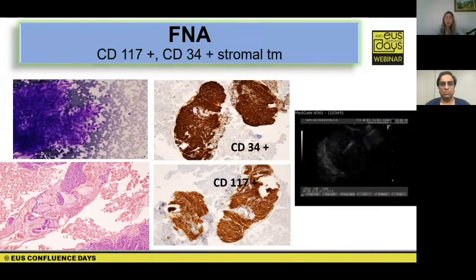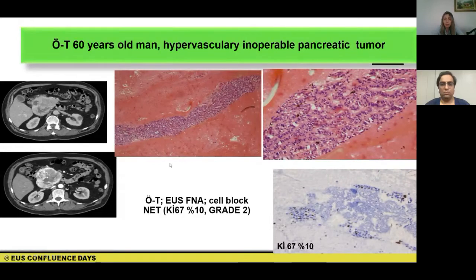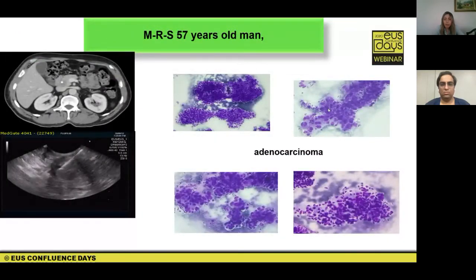In this case, gastrointestinal stromal tumor was diagnosed by liquid-based cytology with cell block immunohistochemistry positivity. And in this case, adenocarcinoma was diagnosed only by conventional smear technique from a pancreatic mass. And in this case, neuroendocrine tumor was diagnosed by cell block in a 60-year-old man. And here, adenocarcinoma was diagnosed through the SurePath technique by liquid-based cytology. And you see the clear background and high cellularity.